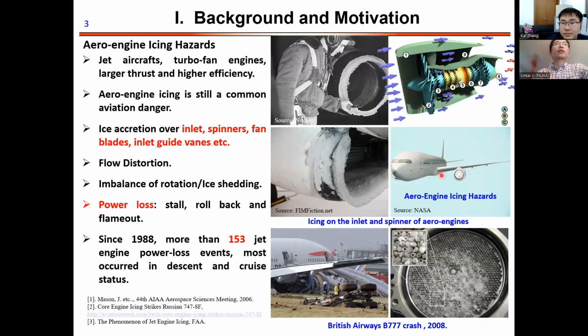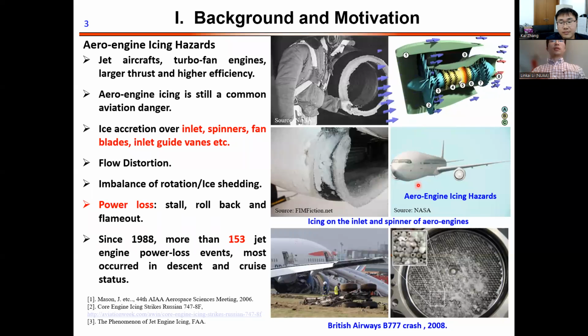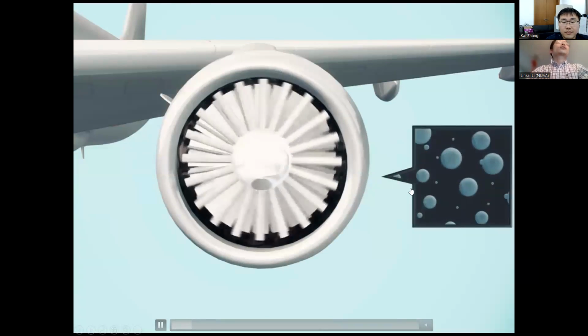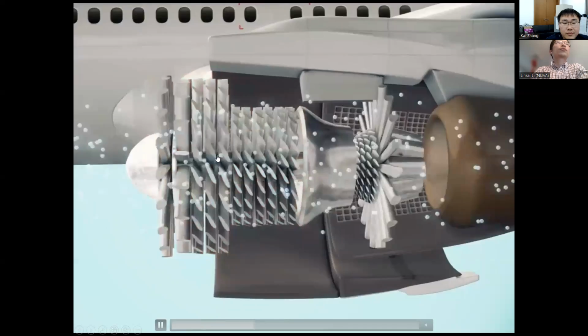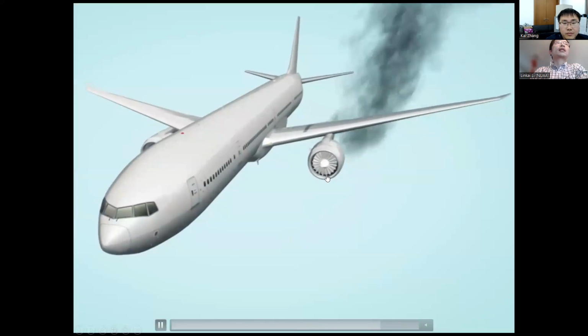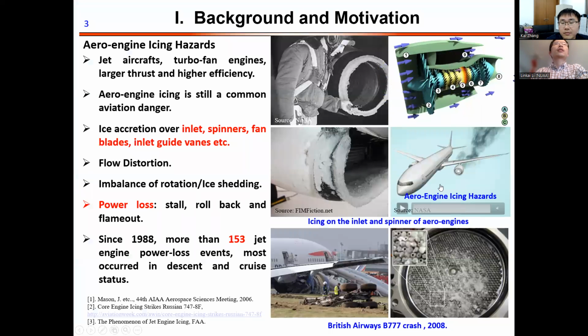Let me, can I play this one? Okay, so let me try. I'll try to play this. Okay, there we go. So when the aircraft is flying in the air, a supercooled water droplet impinges on the rotating fan blade or the inlet guide vane, and there is ice formation on this part. When the ice spreads out from the blade, it will cause aero-engine problems.